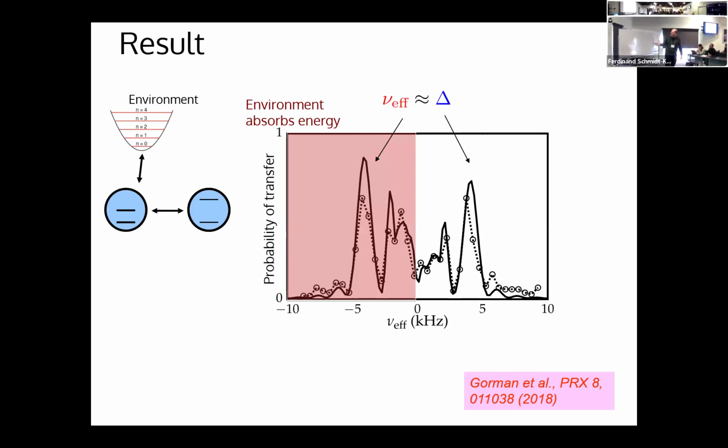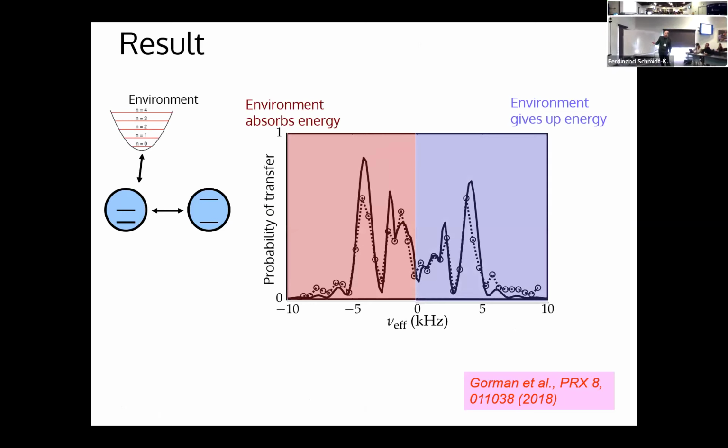So this is the effective detuning of the laser. And here on this side, we have the negative detuning. That means here the environment absorbs energy. On the other side, the environment gives up energy, and it is happening on both sides. That means you can have energy transfer even though you have a different detuning, okay?